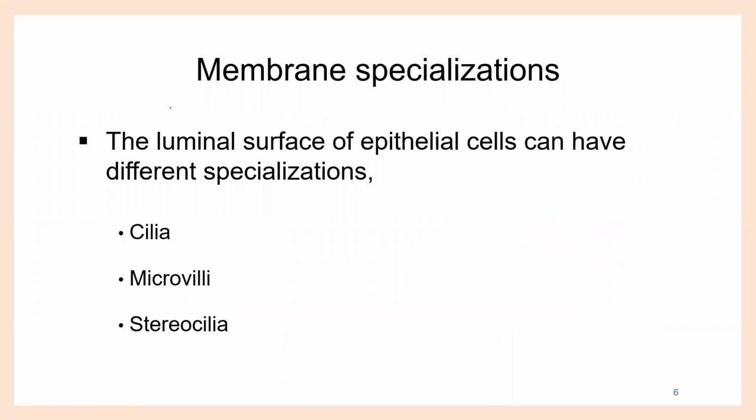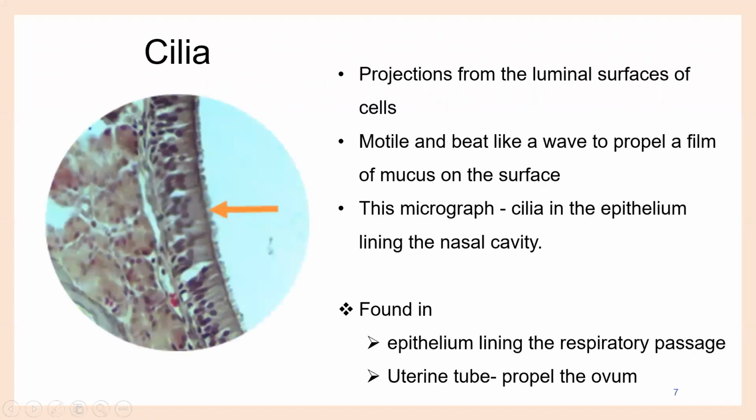So then going on to membrane specializations, which we discussed. Some cells in the luminal surface of epithelia can have specializations as we discussed: cilia, microvilli, or stereocilia. If you remember this slide, I don't know whether I showed this to you, but these are projections from the luminal surface of the cells. It is basically the cell membrane just projecting up like this.